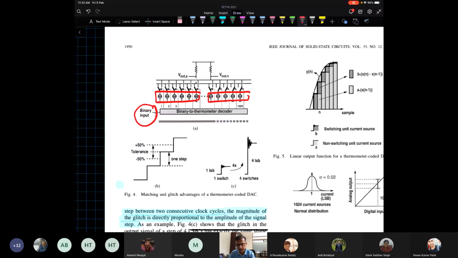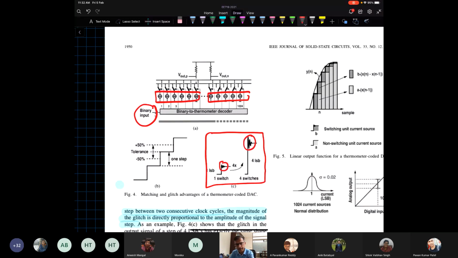Now, some of the things that I'm talking about, you may get a little bit confused. Why is he saying that? Read the paper. It delves into great detail for your understanding. So the key point is what I'm going to discuss in the lecture today. What it's showing here is, in the case of a thermometer DAC, if I have one LSB, then I have one unit of switching. But if I have four LSB output, then I have four units of switching.